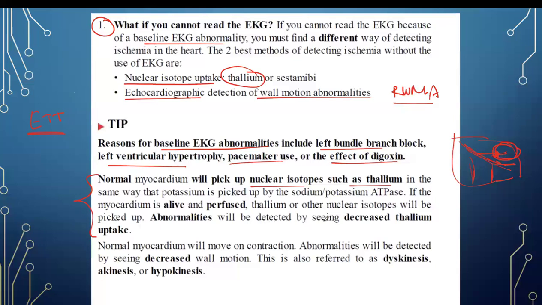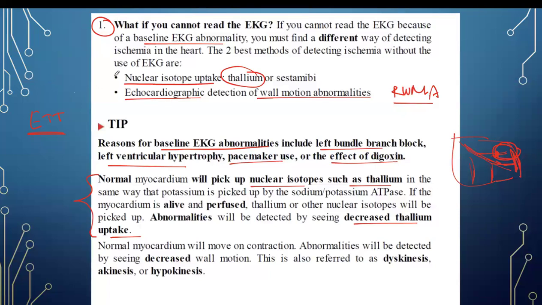Okay, so abnormality will be detected by seeing decreased thallium uptake. And in case of echocardiogram, you will be just looking by an echocardiogram that if all the walls of the heart are moving as they should be. If, let's say, the left ventricular wall is not moving, that means maybe this part of the heart is not getting enough blood supply. That's why it's not moving.